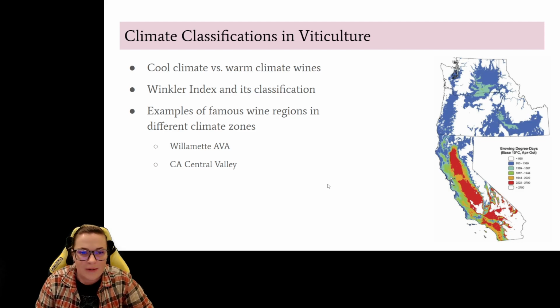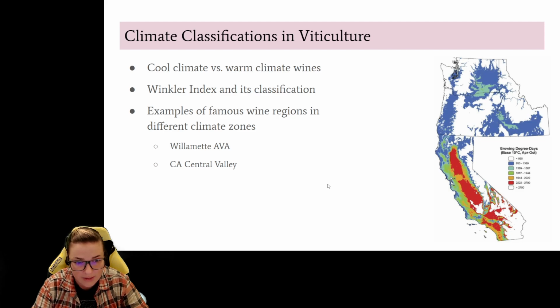Okay, so climate classifications in viticulture. Now that we've talked about that, let's move on to some of the more fun scientific stuff. For climates, we'll talk about the difference between cool climate and warm climate wines. That's a very important thing to understand. We'll also talk about the Winkler Index and its classification system. Then we'll talk about some examples of famous wine regions in different climate zones too.